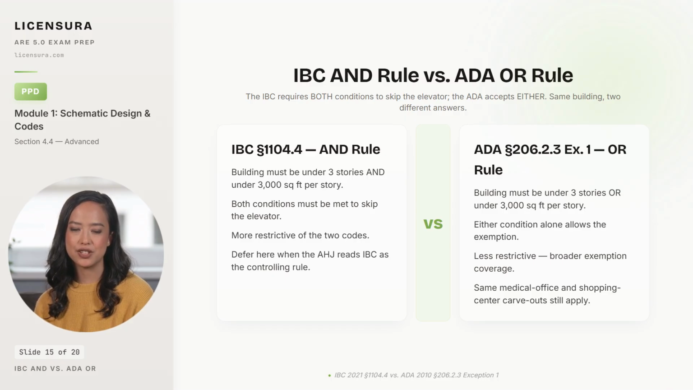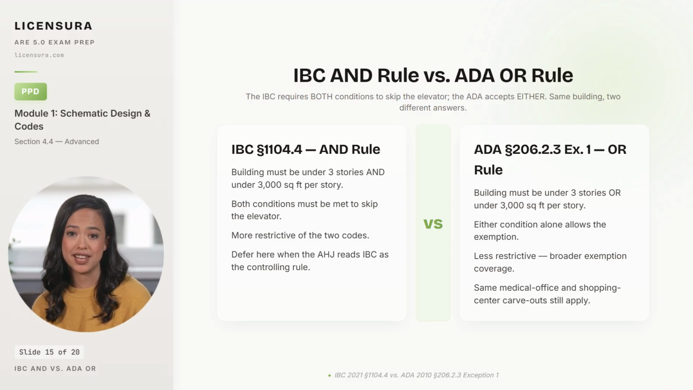A 4,000 square foot, 2-story office building is exempt under the ADA's or rule, but not under the IBC's and rule. Defer to the AHJ on which reading governs, because both texts apply simultaneously, and a permit fight over the discrepancy delays the project. Either way, both texts share the medical office, shopping center, and transit terminal carve-outs, so the carve-outs apply regardless of which rule the official is reading.